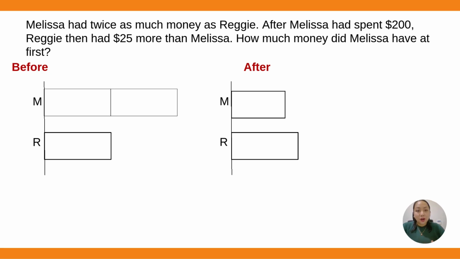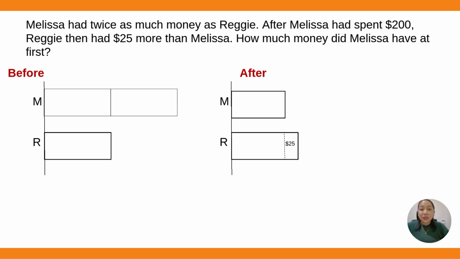Since according to the problem, after Melissa had spent $200, Reggie then had $25 more than Melissa, we will now draw a shorter bar for Melissa's after model. That is because, once again, Melissa had $25 less than Reggie. Then we will label the difference between the bars of Melissa and Reggie in the after model $25.